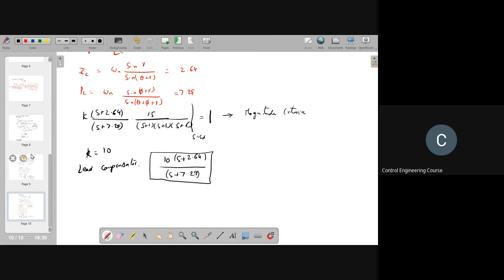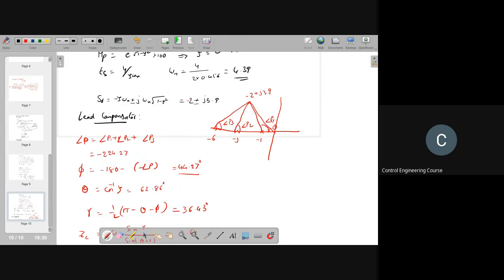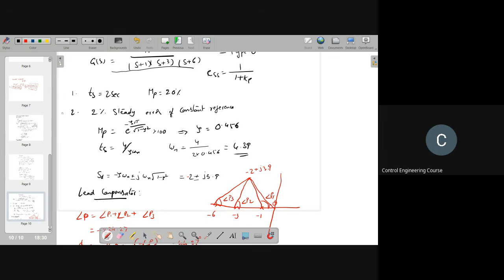So the next step is we have to design a lag compensator to satisfy the steady state error characteristics. Here, the requirement for steady state error is 2% steady state error for a constant reference. This is your steady state specification.